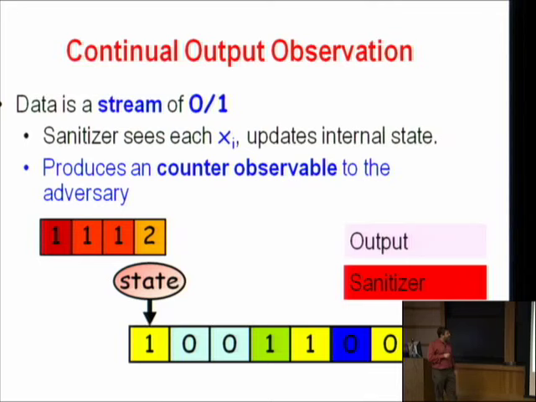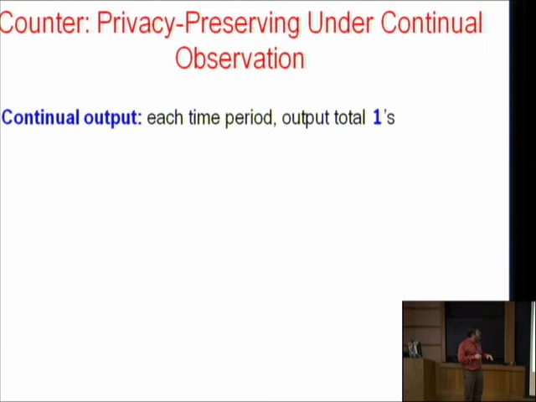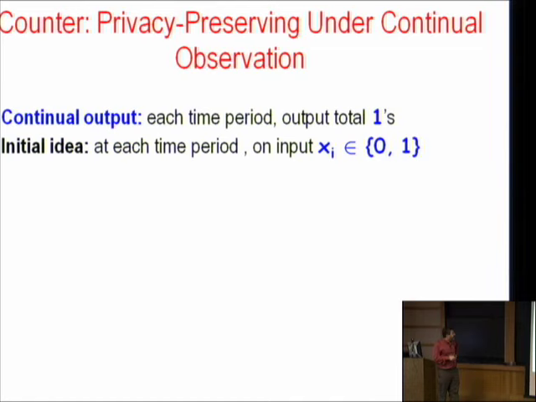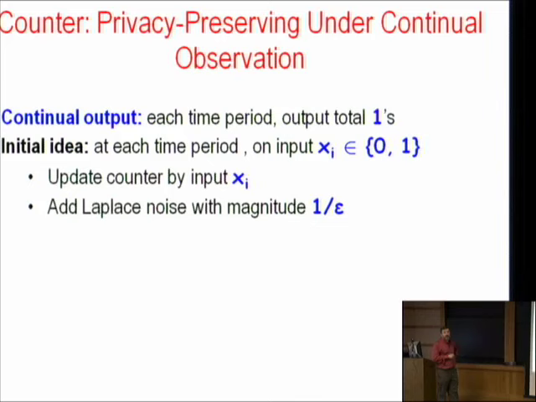So what? Randomized response is our first step. What does randomized response give you? At each point in time, your input is 0 or 1. You update the counter by xi, but you also add Laplace noise with a magnitude 1 over epsilon. So you're essentially taking xi and adding to it Laplace noise 1 over epsilon. Each piece is protected now with Laplace noise, which we said before is good enough. It gives us differential privacy.